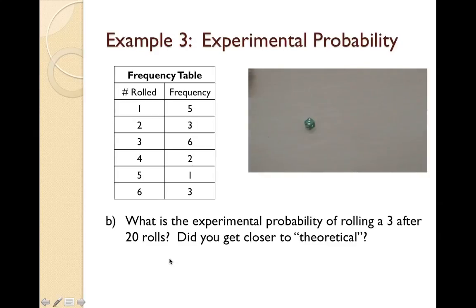All right, so what is the experimental probability of rolling a 3 after 20 rolls? Did we get any closer to the theoretical? So now, if we take a look at rolling a 3, we have a frequency of 6 out of the 20 times that we rolled this. So now our experimental probability is going to be 6 out of 20, or about 0.3.